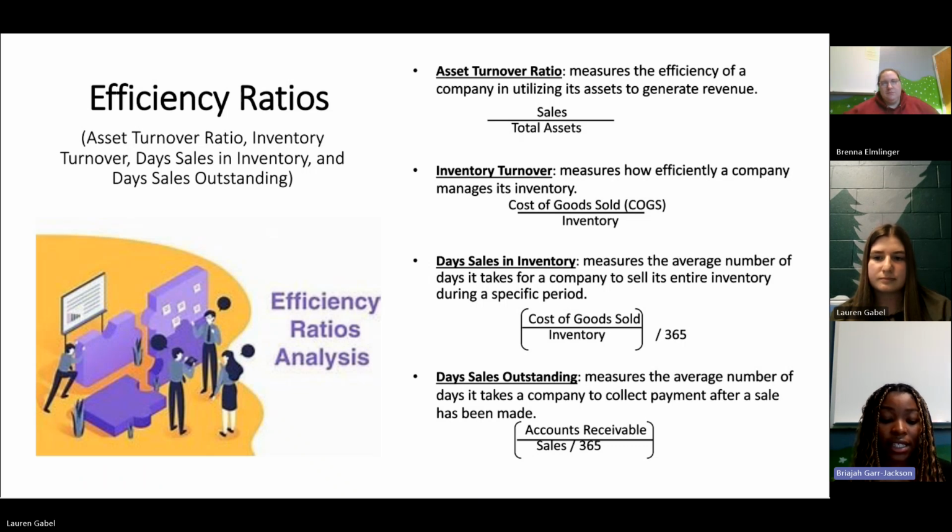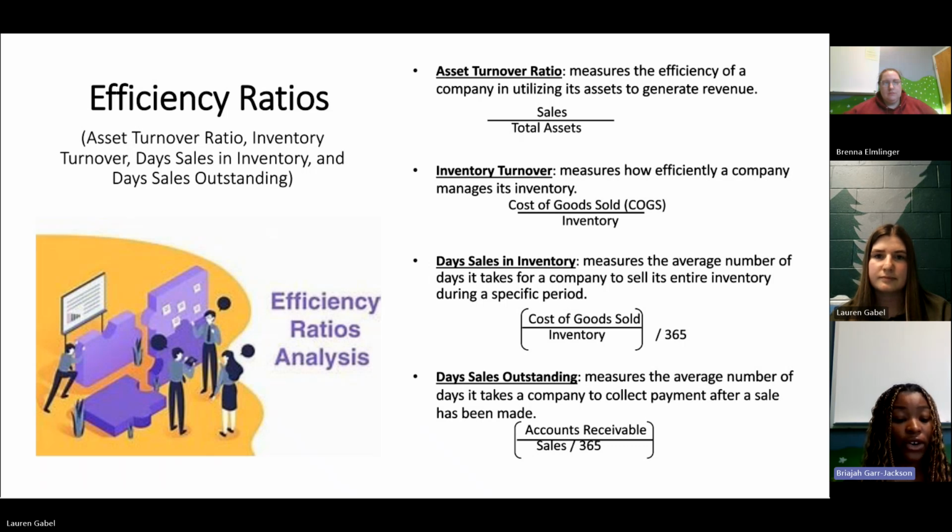So for the first one, asset turnover, a higher asset turnover ratio indicates that the company is utilizing its assets more efficiently to produce revenue. It can change over time by business growth. Inventory turnover, if it's higher, indicates efficient inventory management, meaning the company is selling goods quickly and doesn't have excessive stock. A lower ratio suggests overstocking or slower sales. It can change over time by sales fluctuation.